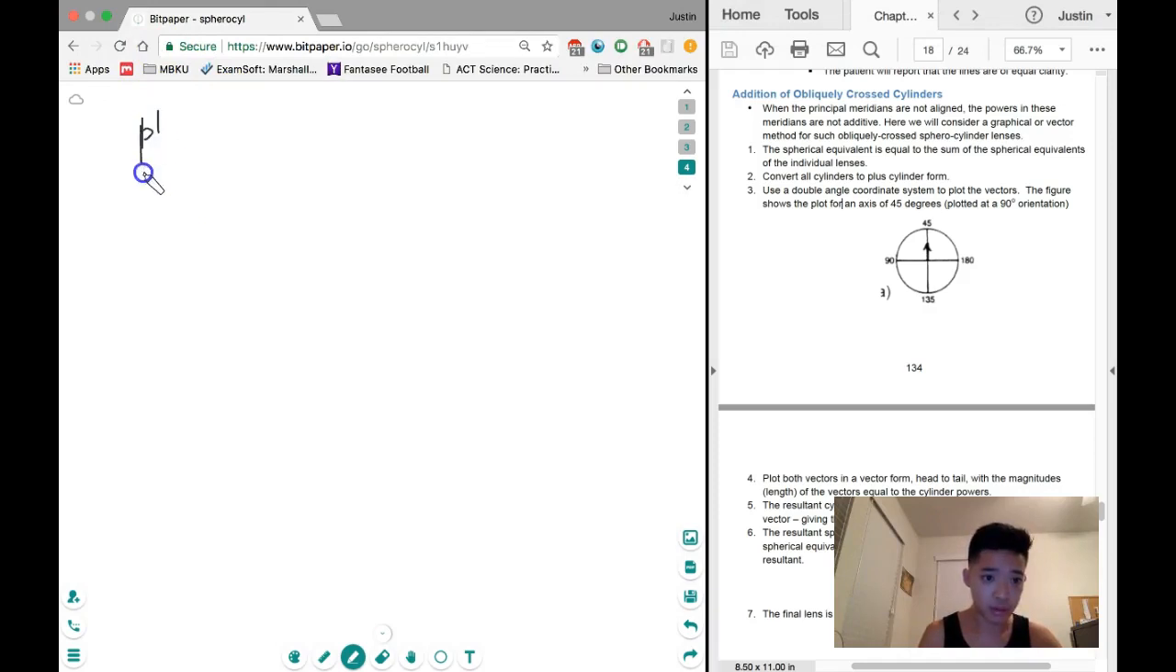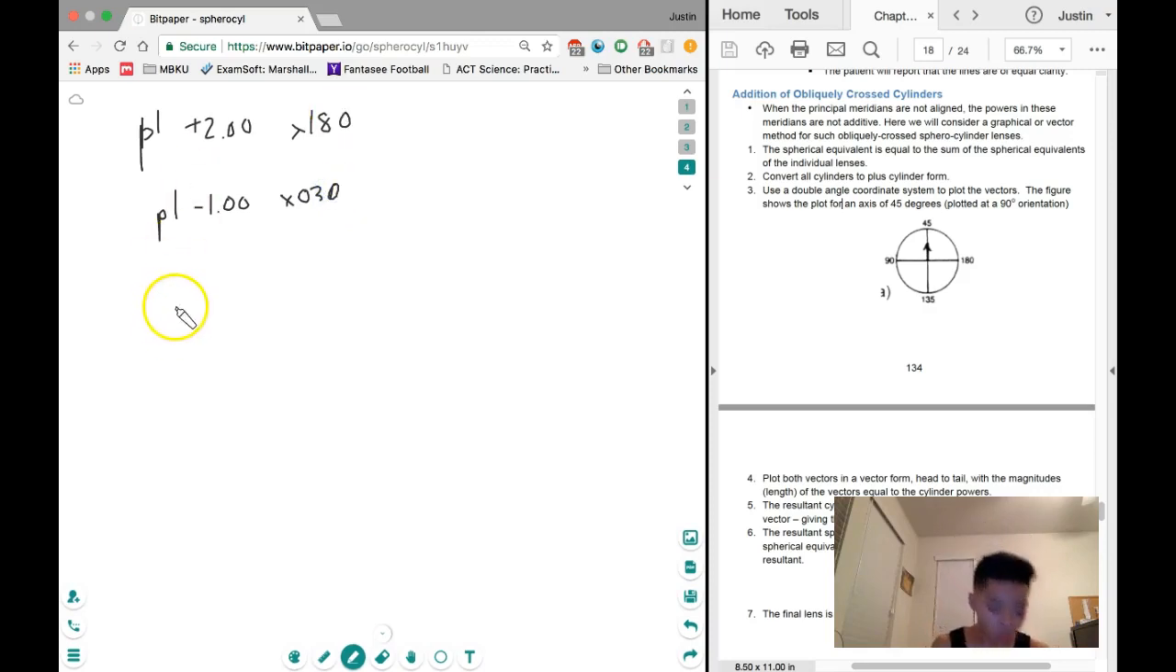So let's take, for example, you have a plano plus 2 at axis 180, and then you have a plano minus 1 at axis 30. Clearly these are not lined up anymore, so we have to do this method.